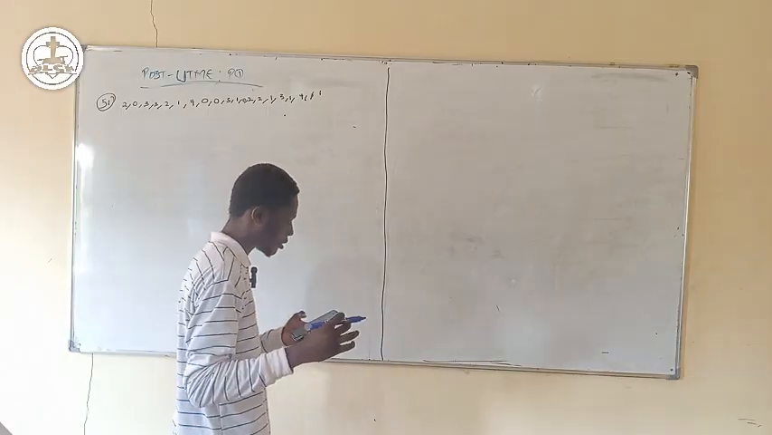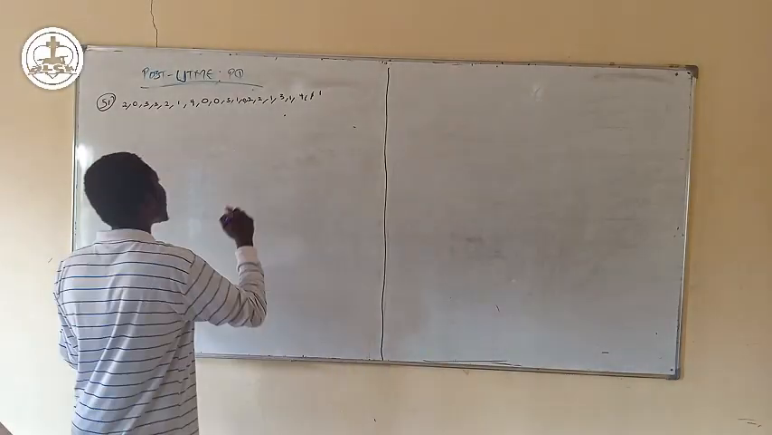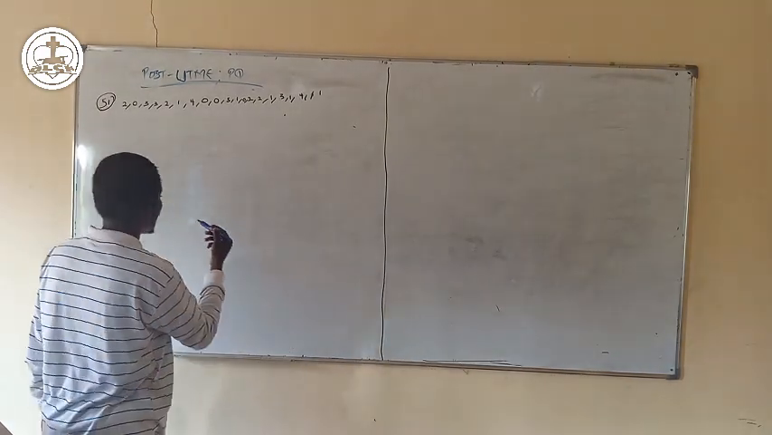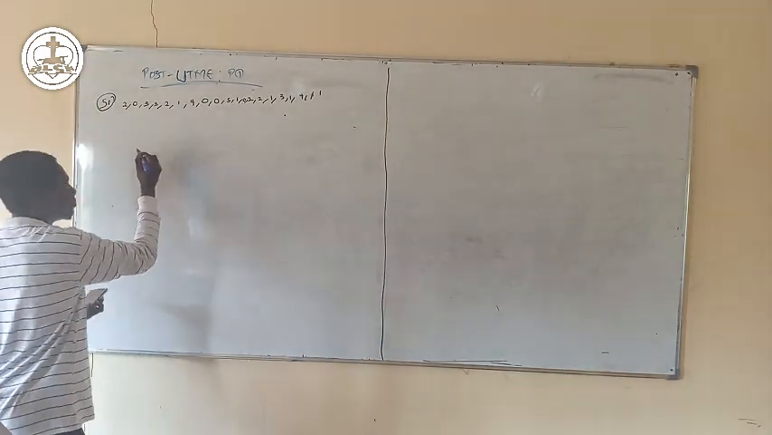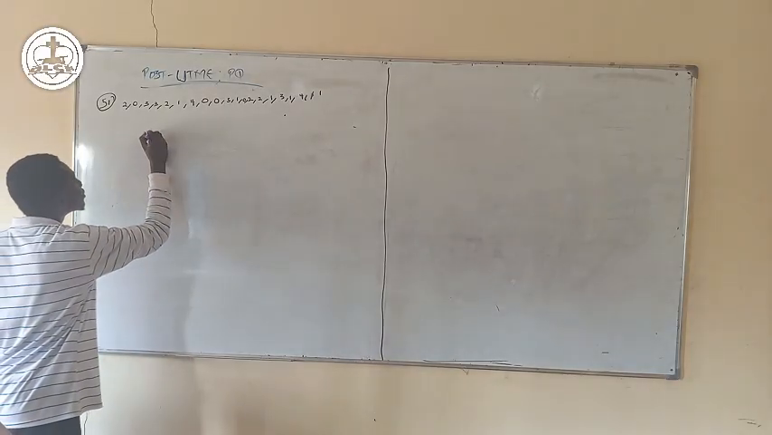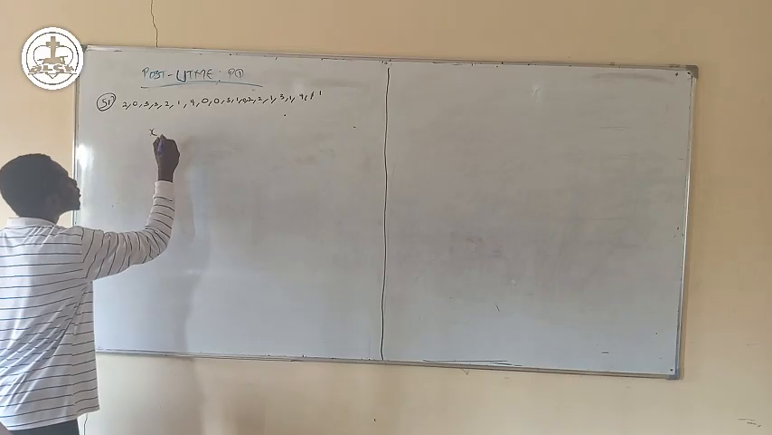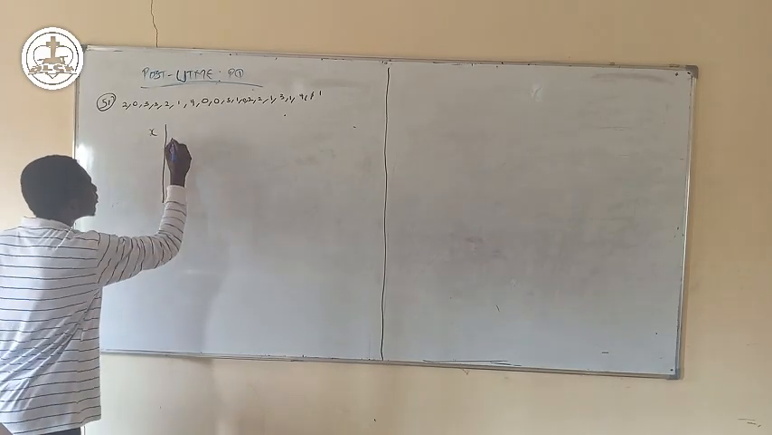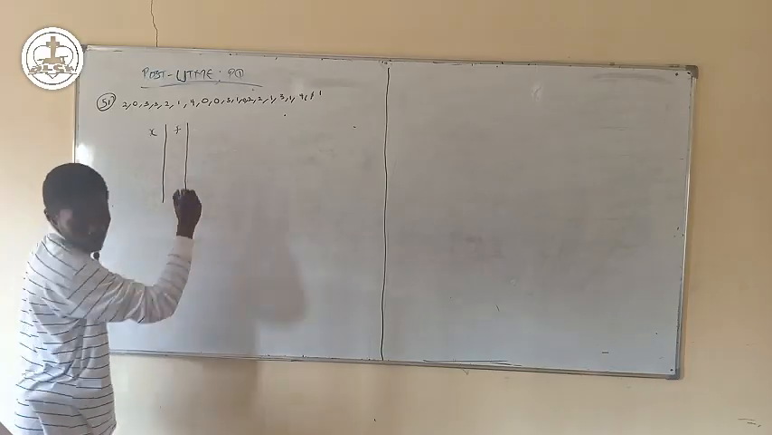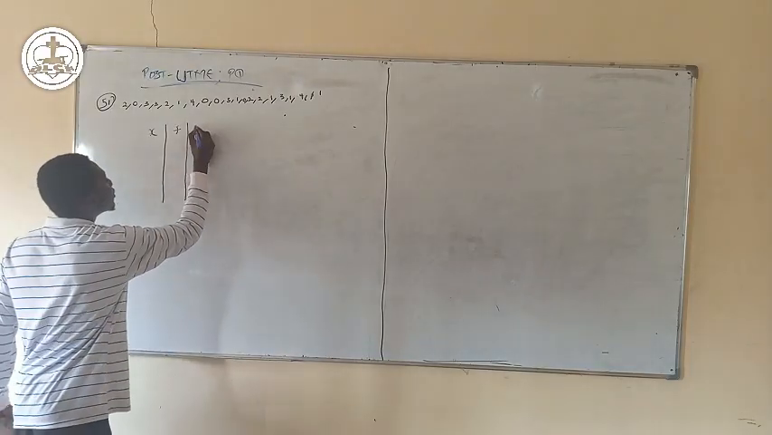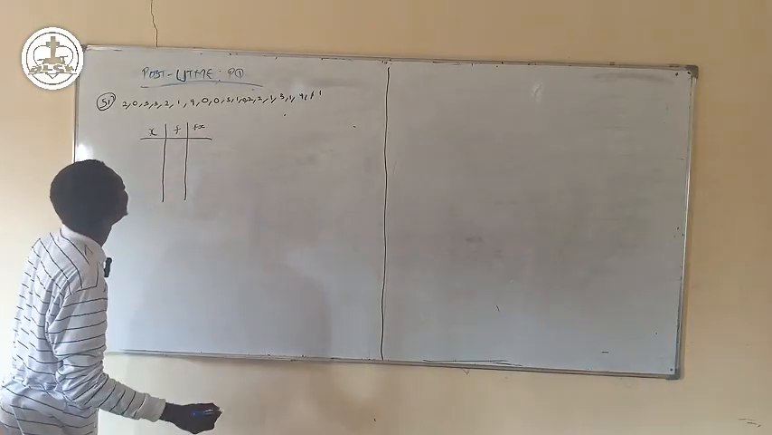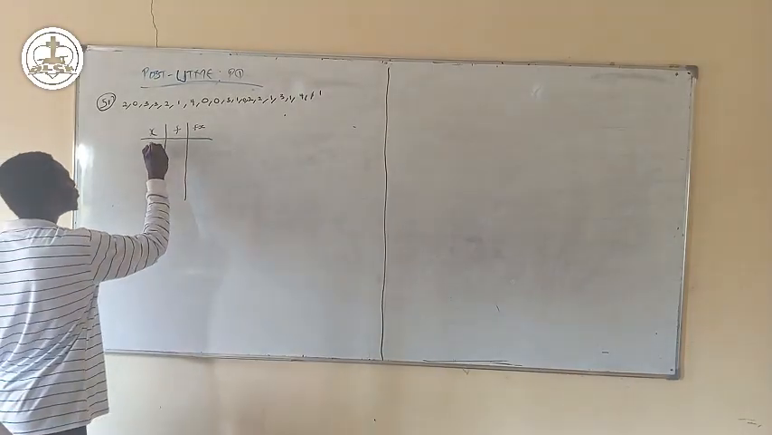It was given according to this order. So first of all, this data is not arranged. So we'll arrange it in a tabular form, with x and fx, to make things easier for us. So now our x here is, we have 2. No, let's start with the least.